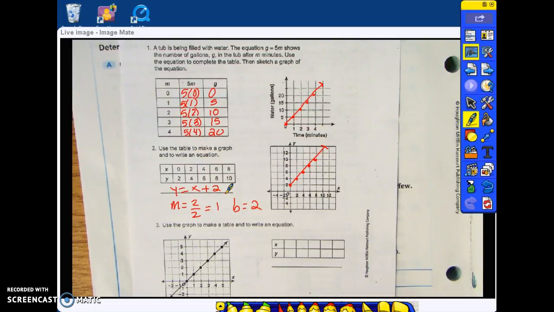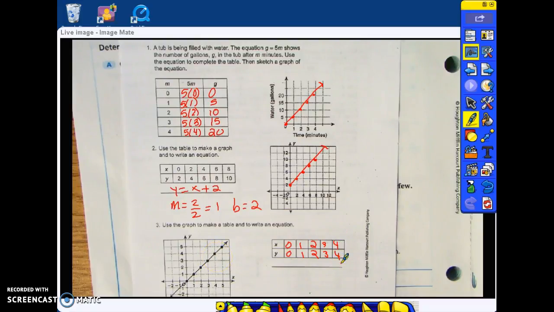Our last one, number 3. Use the graph to make a table and write the equation. So we're looking at these points and writing them down. When x is 0, our y is also 0. When x is 1, our y is 1. When x is 2, our y is 2. When x is 3, our y is 3. And when x is 4, our y is 4.